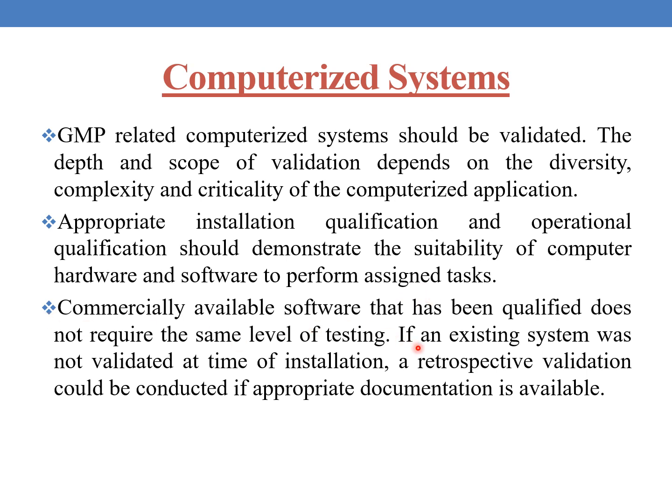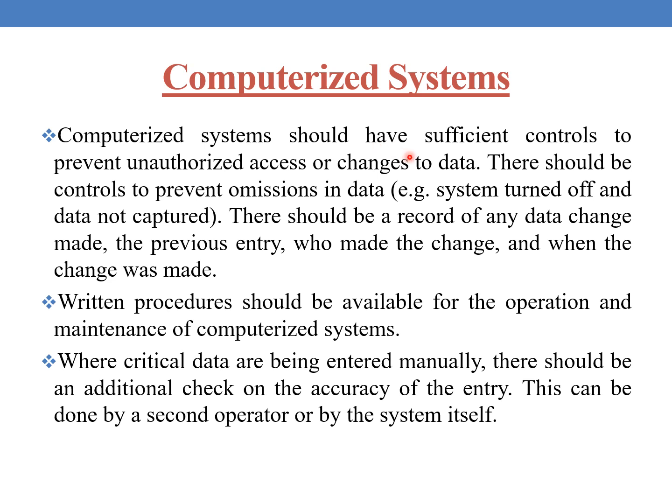Commercially available software that has been identified and qualified does not require the same level of testing. If any existing system was not validated at the time of installation, a retrospective validation could be conducted if appropriate documentation is available. Computerized systems should have sufficient controls to prevent unauthorized access or changes of data. There should be controls to prevent omissions in the data.